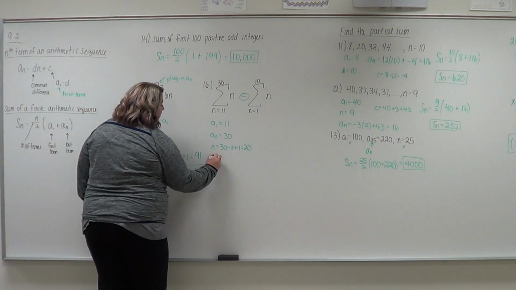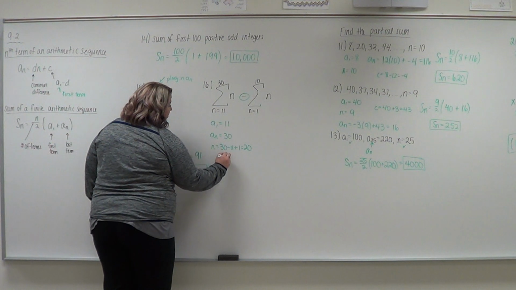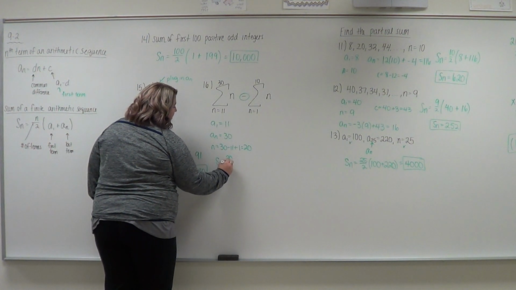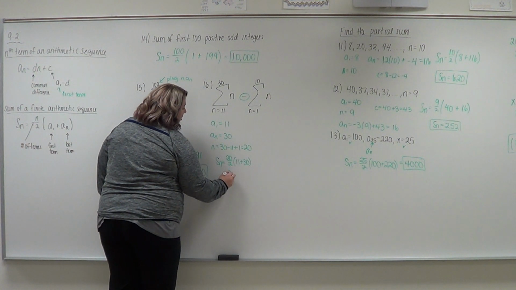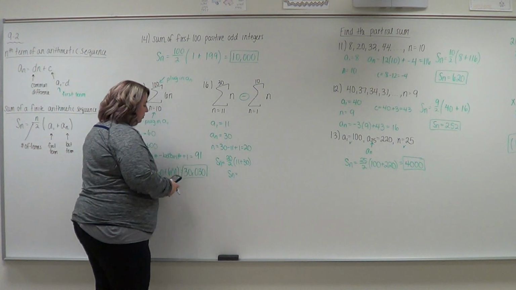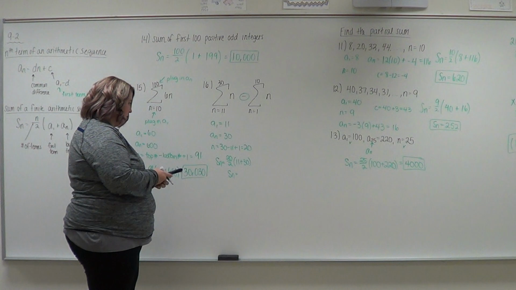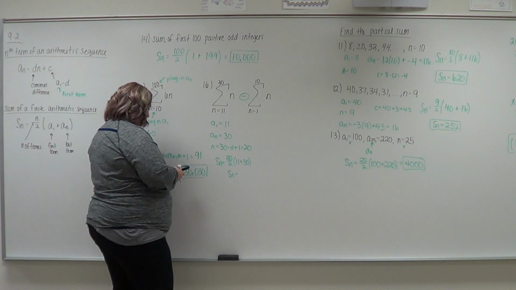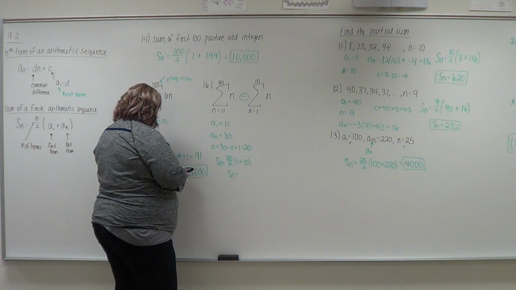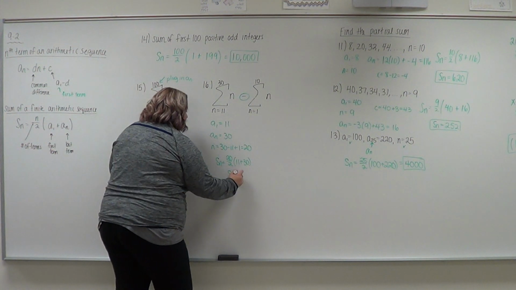So if I find the sum of this, I would have 20 divided by 2 times 11 plus 30. So my sum for this part, 11 plus 30 times 10 would be 410.